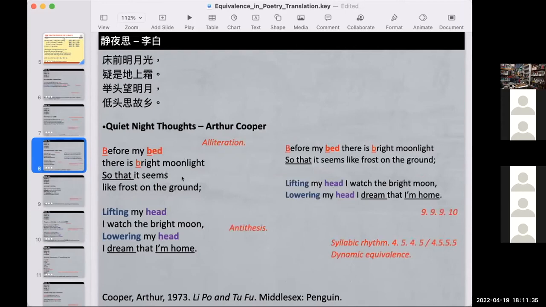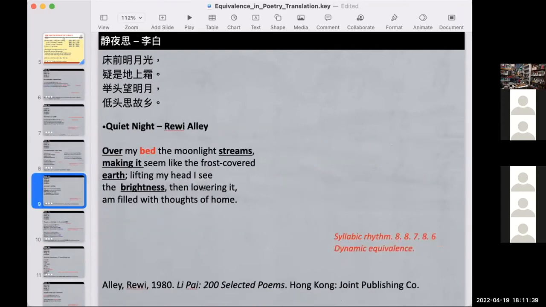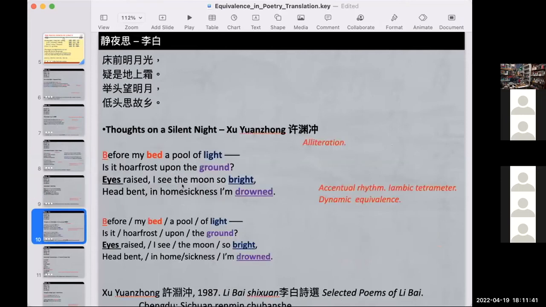Bed, moonlight, seams, ground, head: no end rhyme. Streams, covered, sea: no end rhyme. This is the only one. Light, bright, ground, drowned. So there is a rhyme scheme. The rhyme scheme is A, B, A, B.